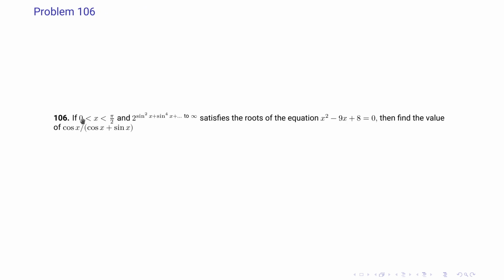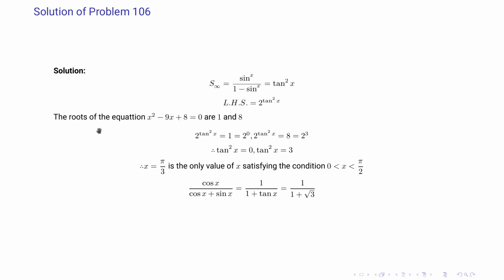If x is greater than 0 and less than pi by 2, and 2 to the power sine square x plus sine to the power 4x plus up to infinity satisfies the roots of the equation x square minus 9x plus 8 is equal to 0, then find the value of cos x by cos x plus sine x. In this case, our infinite series would be sine square x divided by 1 minus sine square x, which is tan square x. So our left hand side is 2 to the power tan square x.